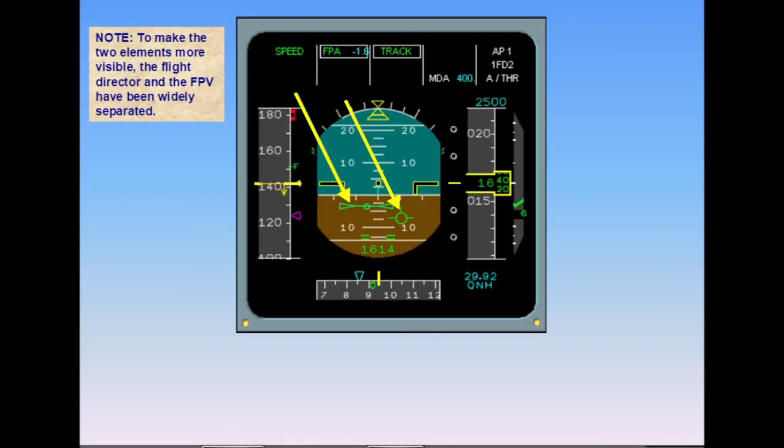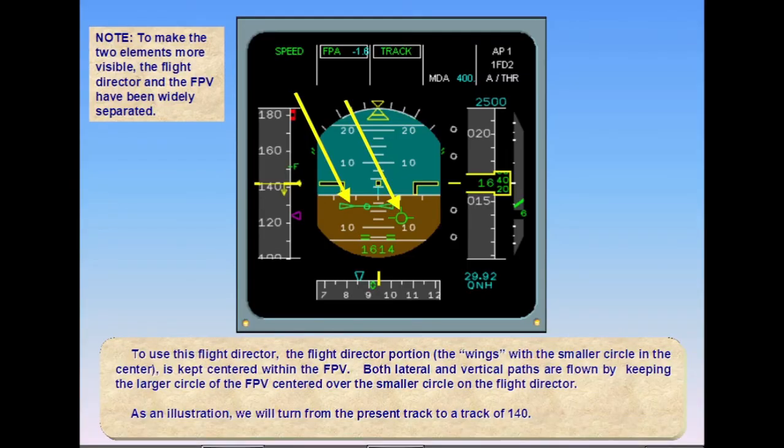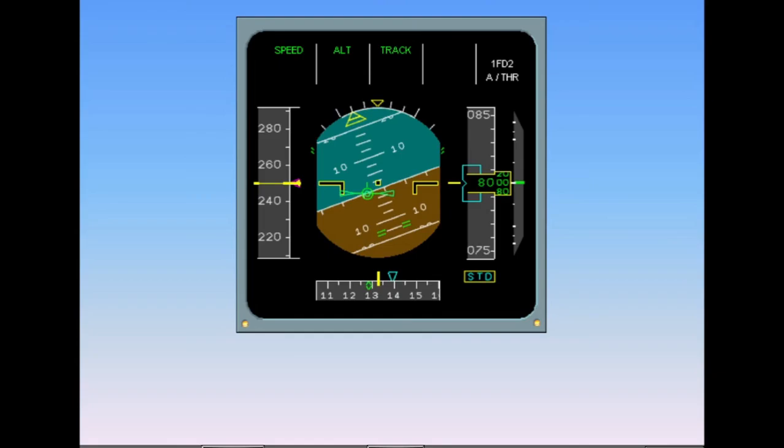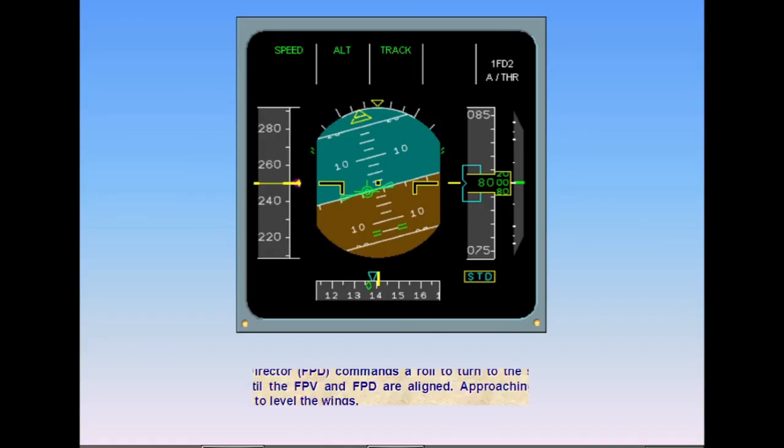As an illustration, we will turn from the present track to a track of 140. The Flight Path Director, FPD, commands a roll to turn to the selected track. The aircraft is rolled until the FPV, Flight Path Vector, and FPD, Flight Path Director, are aligned. Approaching track 140, the Flight Path Director commands a rollout to level the wings.